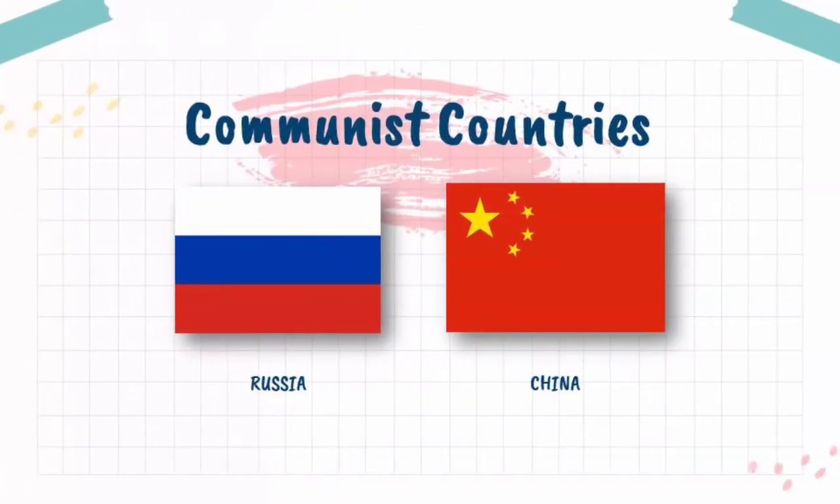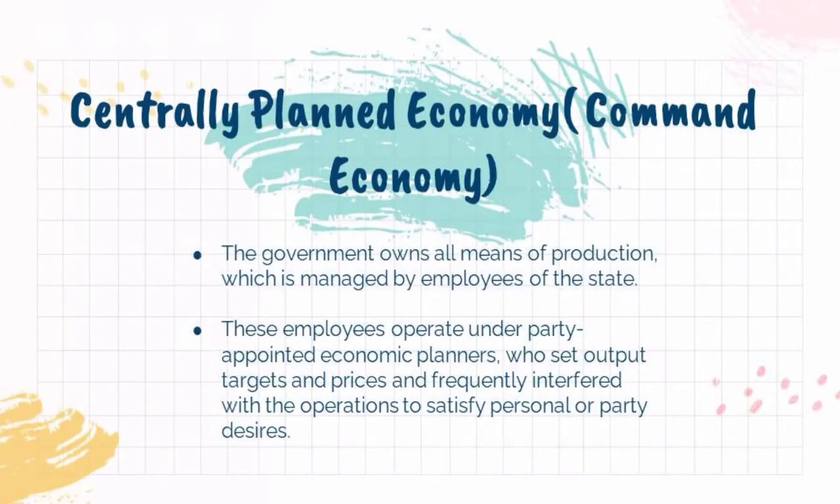Communist countries, particularly Russia and China, decided on a centrally planned economy, or a command economy. The centrally planned economy had the following major attributes. First, the government owns all means of production, which is managed by employees of the state. These employees operate under party-appointed economic planners who set output targets and prices and frequently interfered with the operations to satisfy personal or party desires.